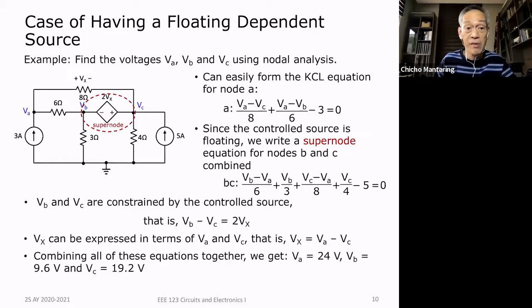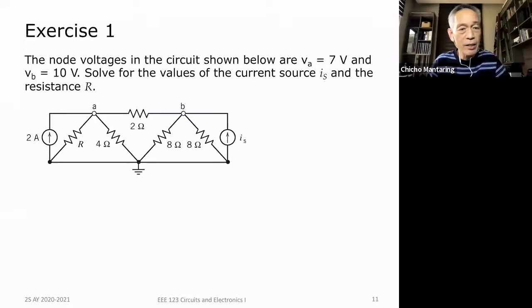Any question with regard to this? I'm going to let you take a stab at this one. No? So here, all we did was a node voltage equation. We just reversed what is known and what is unknown. So here, the given is your VA and your VB. And what you're being asked to solve for is R and IS.